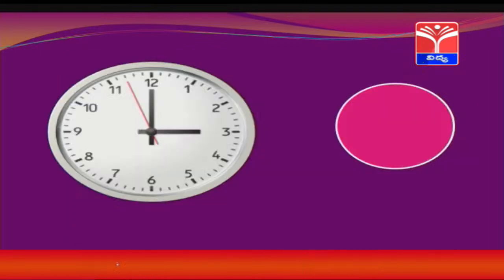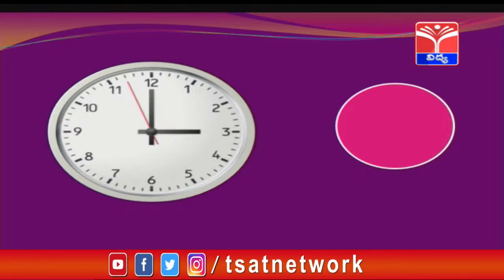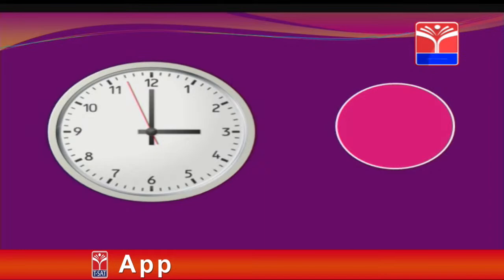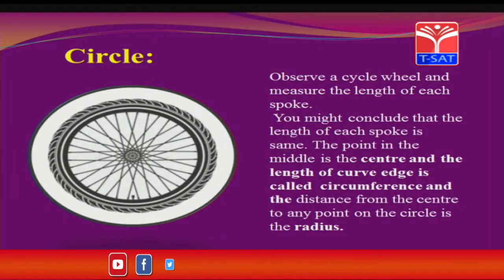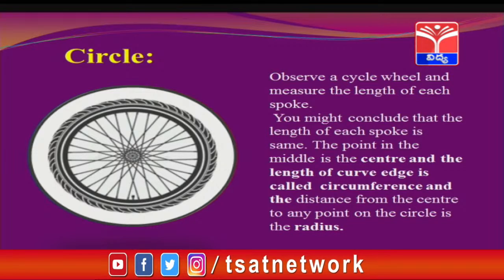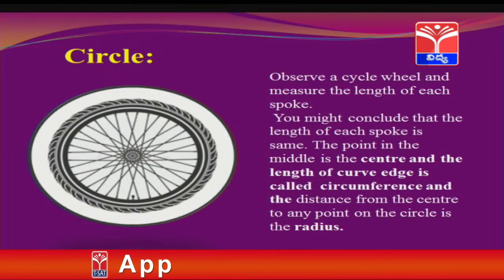Now let us observe the figure. You know very well the shape, in our language, round. Let us discuss the properties of a circle. In the figure you are observing a wheel of a cycle. Observe the cycle wheel and measure the length of each spoke. You might conclude that the length of each spoke is the same.